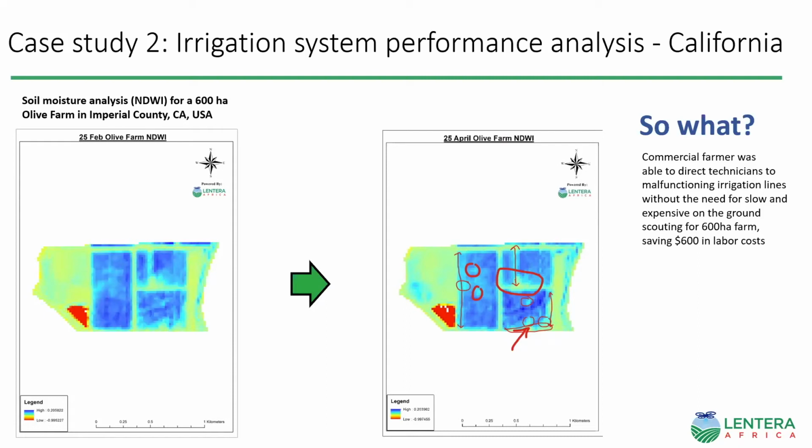The circled areas were the areas where the irrigation lines had malfunctioned. For this farm, the farmer had noted a decline in production and had consulted us to have a look at the farm and do some analysis.